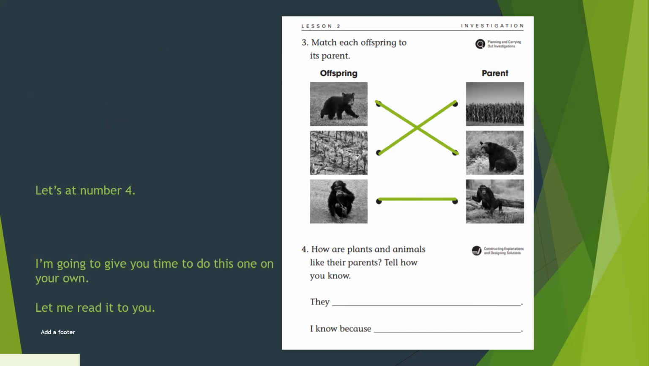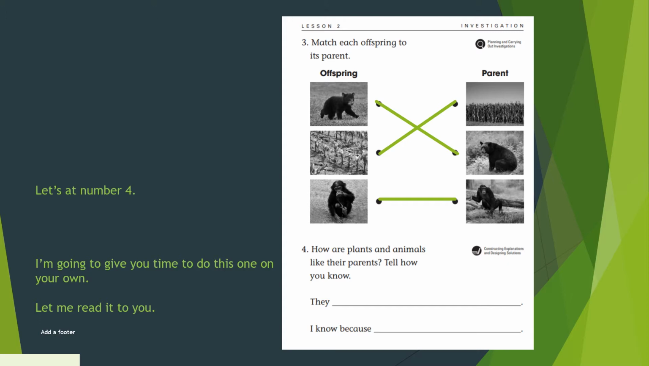All right, let's look at number 4 now. How are plants and animals like their parents? Tell how you know. I'm going to give you time to do this one on your own. So down at the bottom it says they blank. You're going to tell how they are like their parents. I know because blank. That's how you tell how you know.